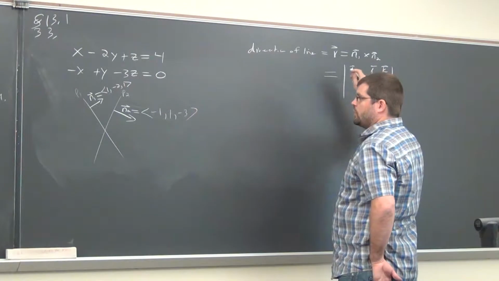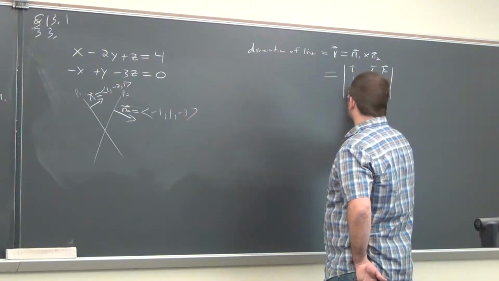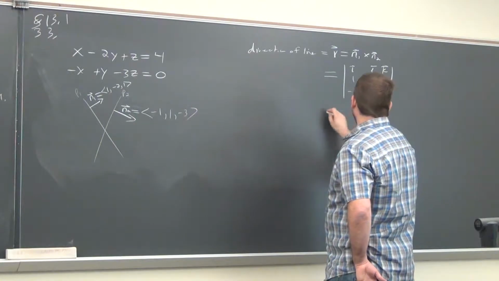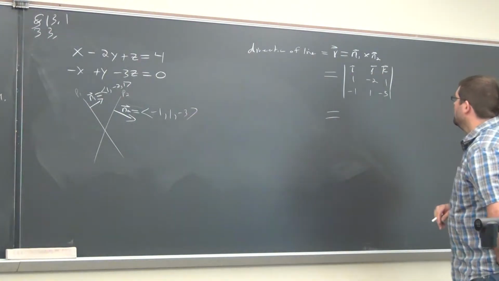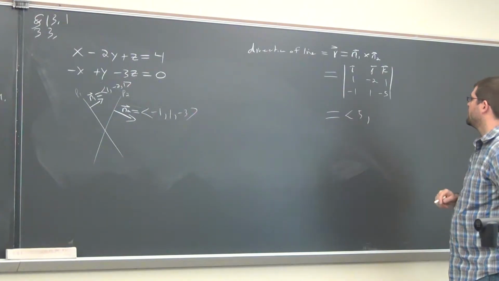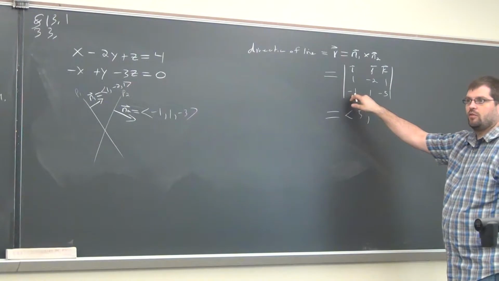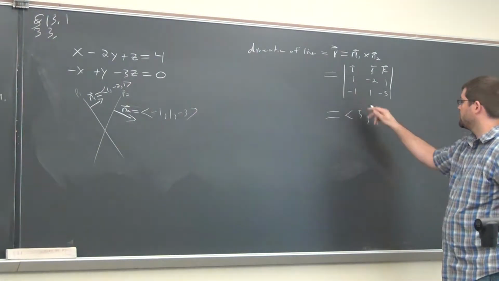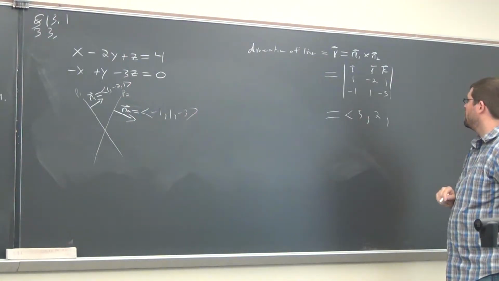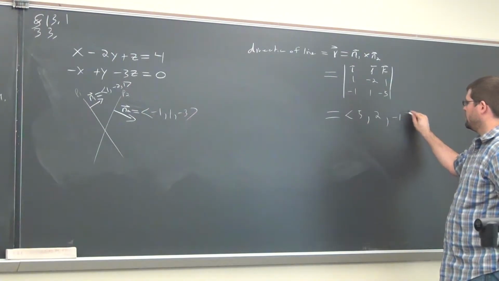So i, j, k, and that's 1, -2, 1, -1, 1, -3. So what do we get? 6 minus 1, so 5. -3 minus -1, so -2, but it's negative, so 2. And then 1 minus 2, -1, I think. Does that look okay?